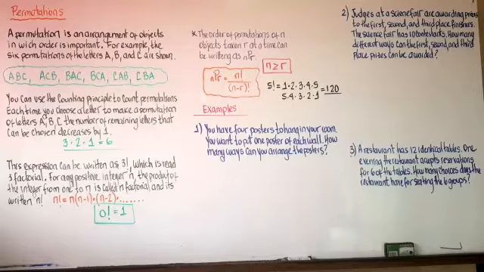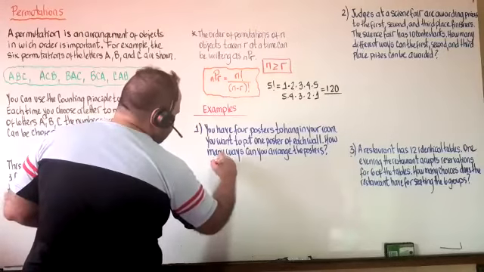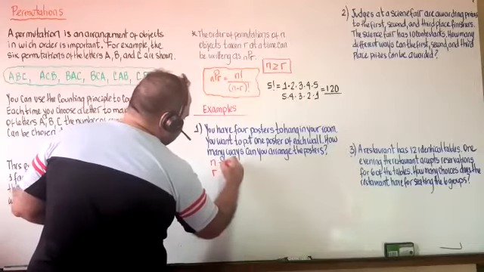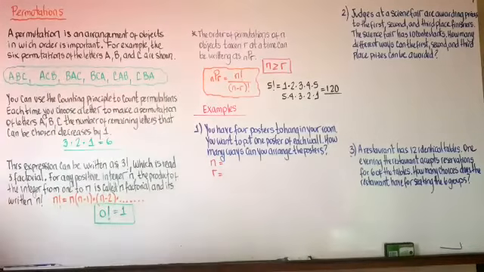For example, we have 3 examples. The first example says, you have 4 posters to hang in your room. You want to put 1 poster on each wall. So the question is, how many ways can you arrange these posters? What will be the first thing that we have to do? Identify the values of n and r. The letter n is supposed to be always greater than or equal to r, right?